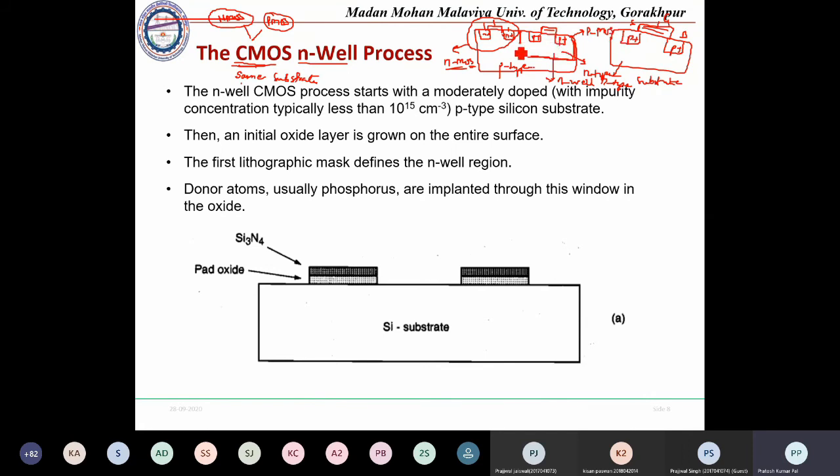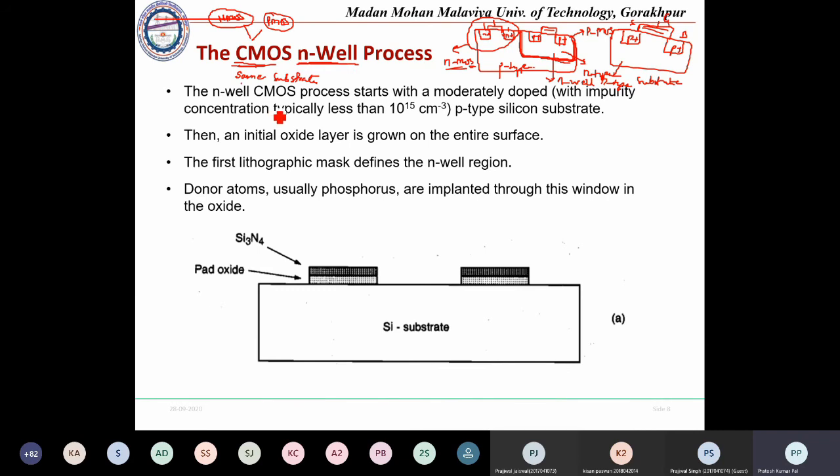So now the method of fabricating NMOS and PMOS on the same substrate will be considered as your CMOS fabrication, and in that we will be using an N-well process. The N-well is the deposition of an N-type region on a P-type substrate. So on P-type substrate, we will be depositing a region that will be of N-type. This is where the PMOS will be fabricated, and it is considered N-well.